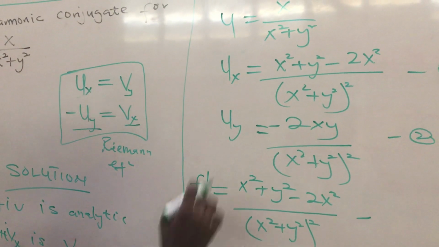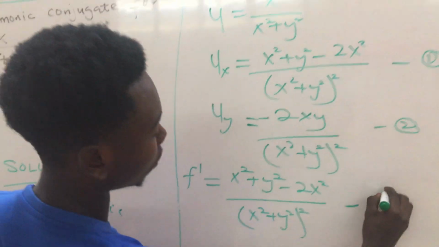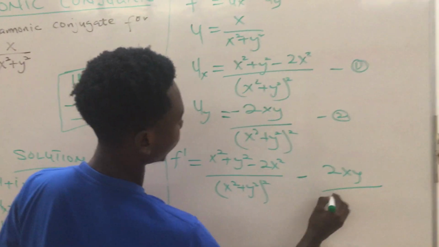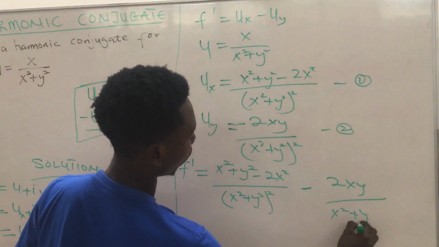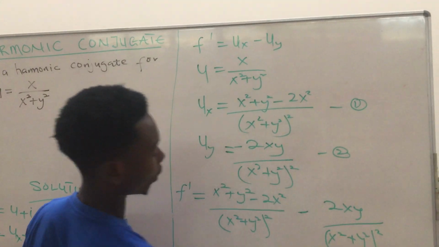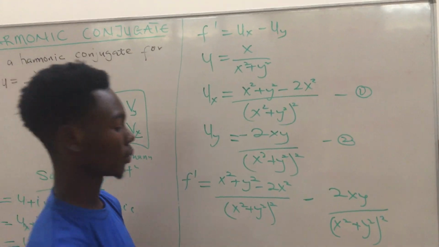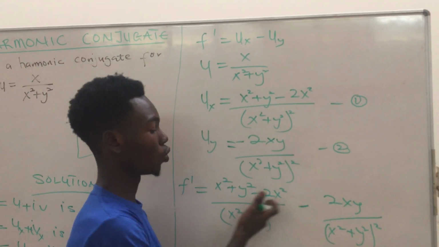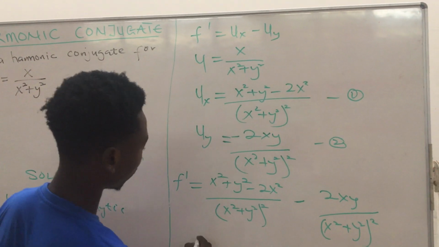So it will be what? No, this is minus, so it will be minus 2xy all over what? X squared plus what? Y squared all squared. So what you are going to do is that I'm going to find the LCM with group items of factors. Are you okay?